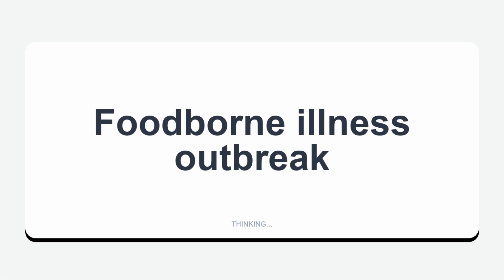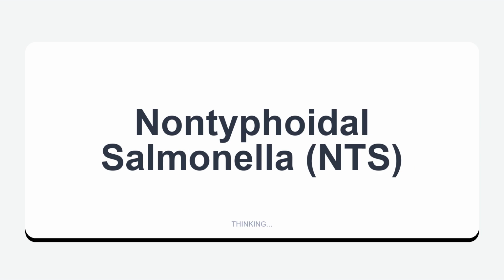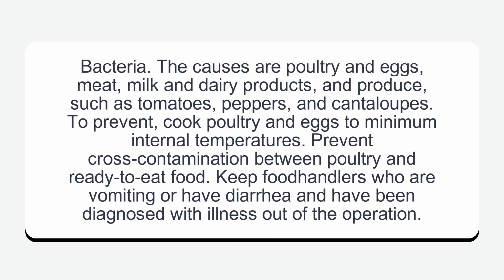Foodborne illness outbreak: an incident in which two or more people experience the same illness after eating the same food. Non-typhoidal Salmonella, NTS. Bacteria. The causes are poultry and eggs, meat, milk and dairy products, and produce, such as tomatoes, peppers, and cantaloupes. To prevent, cook poultry and eggs to minimum internal temperatures. Prevent cross-contamination between poultry and ready-to-eat food. Keep food handlers who are vomiting or have diarrhea and have been diagnosed with illness out of the operation.